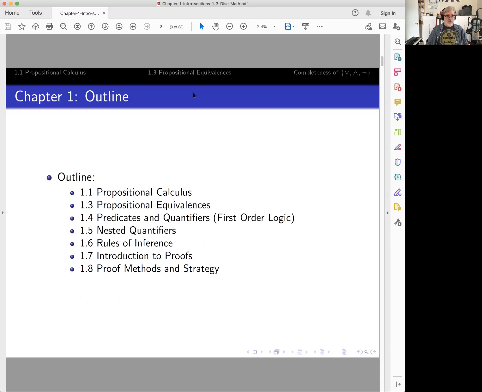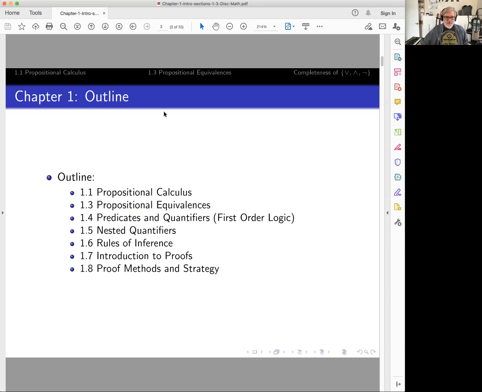Okay. So here's an outline of what we're going to do in chapter one. As you can see, I'm not going to cover every single section of chapter one. I'm skipping 1.2. There might be stuff after 1.8, I'm not sure. That's in the book, but this is what I'm going to cover. We're going to start with propositional calculus, which is actually pretty straightforward. Propositional equivalences, I'll try to cover this today. I think I can cover both these sections today.